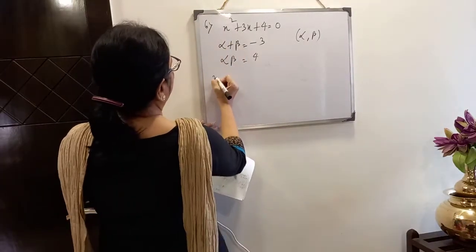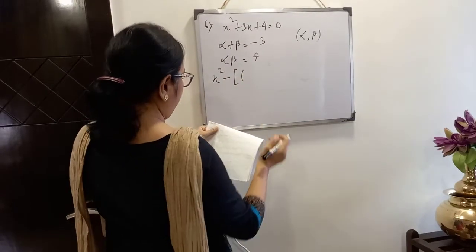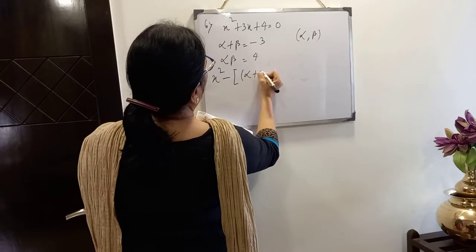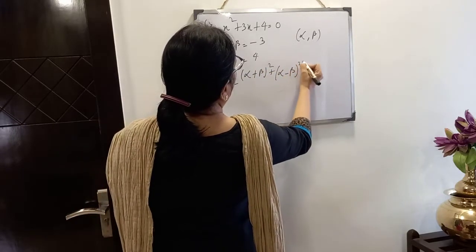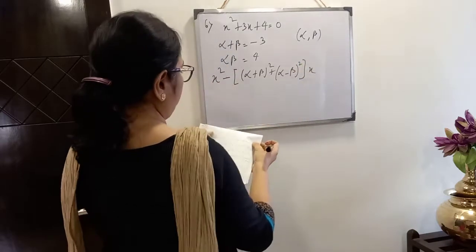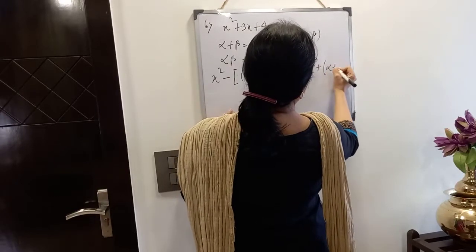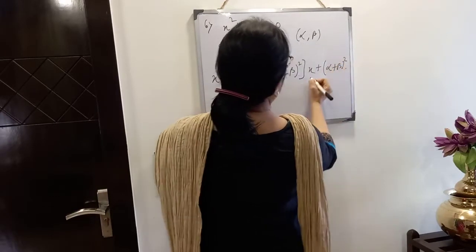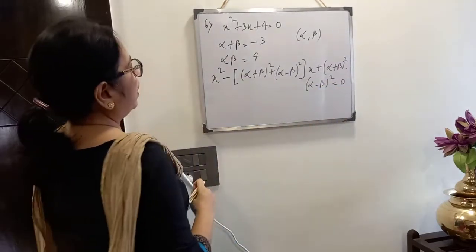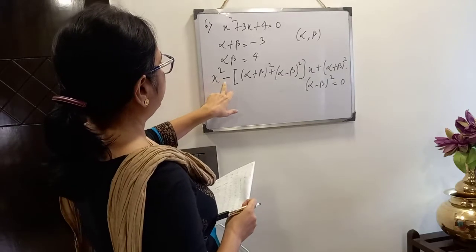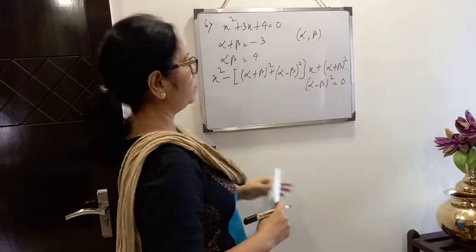So I am writing the required equation: x square minus sum of the roots, means alpha plus beta whole square plus alpha minus beta whole square, into x, sum of the roots, plus product of the roots equals 0. Clear? What I have applied? X square minus sum of the roots into x plus product of the roots equals 0.